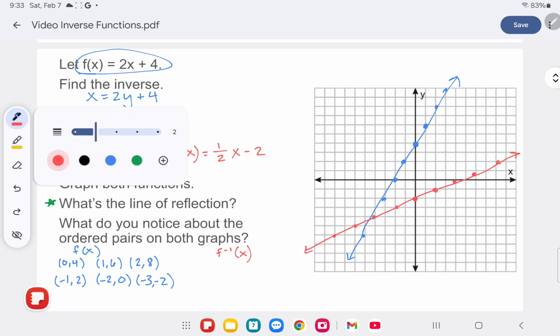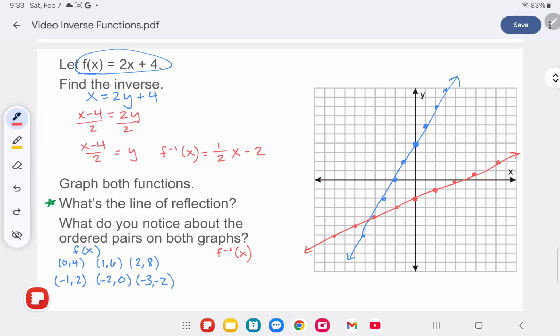I'm going to do the same thing with my inverse function. So my inverse function, we had the y-intercept at 0, -2. Going to move right for a minute. So my next good point was at 2, -1. I had another good point at 4, 0. I'm going to move in the other direction. I've got a point at -2, -3. Another one at -4, -4.